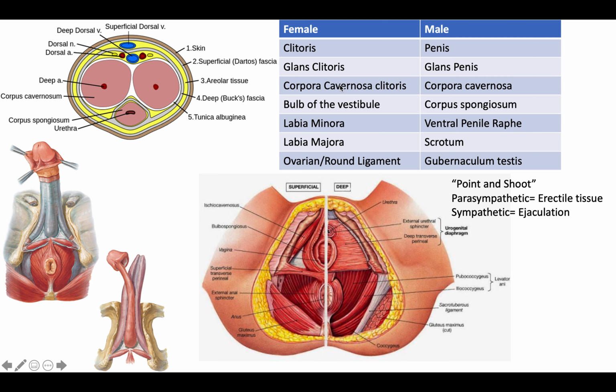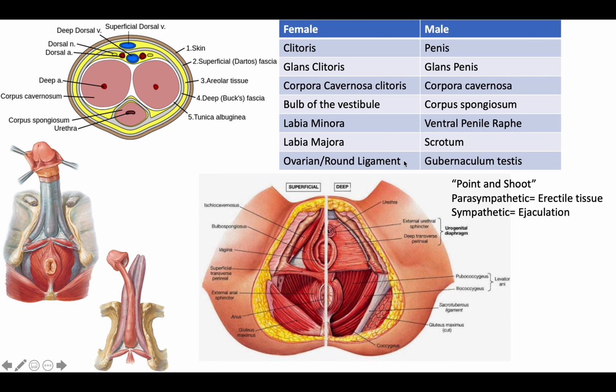I went ahead and converted all of the female and male homologs of each other into a simple chart, so that it's very straightforward and you understand each of the different structures and what the equivalent from one gender is to the other gender. Obviously, the levator ani muscles or your pelvic floor muscles are going to be the same, but I think this is extremely significant to know about.